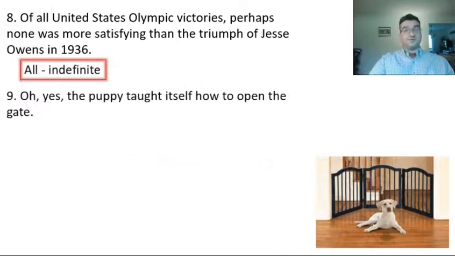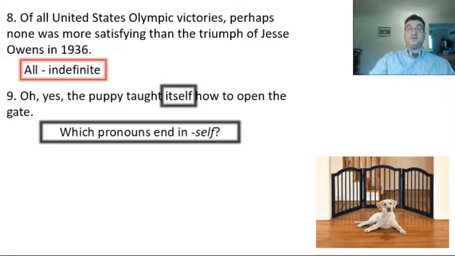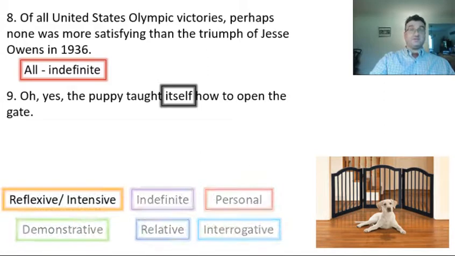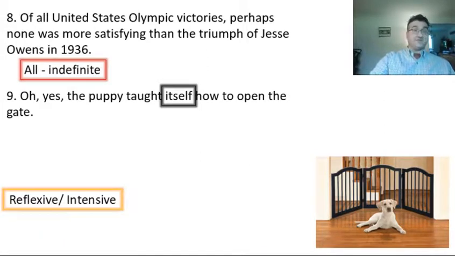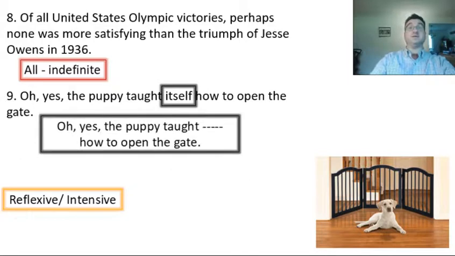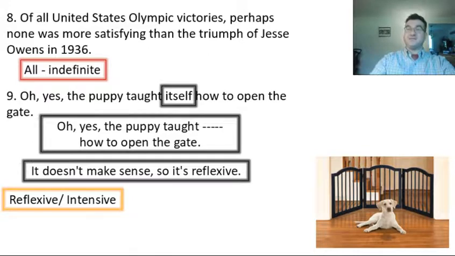All right, number 9. Oh yes, the puppy taught itself how to open the gate. We have the pronoun is itself. It ends in self, and so that brings it in. You should be able to see that the pronouns that end in self, out of our choices here, are that it's reflexive and intensive. Now, if you really want to hone in and see if it's reflexive or intensive, we can read the sentence without it. So we would say, oh yes, the puppy taught how to open the gate. You can see it doesn't make sense. You need that word for the sentence to make sense, so it's reflexive.